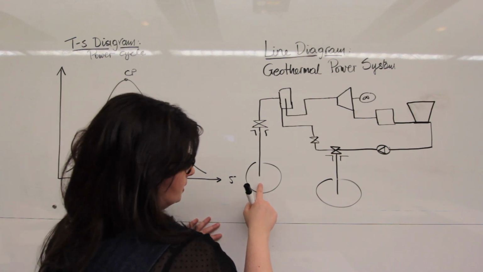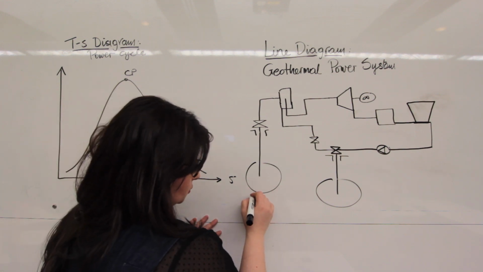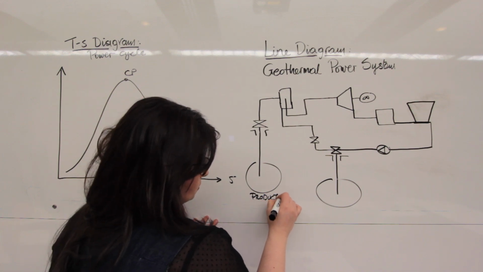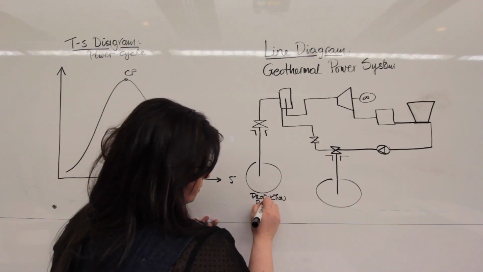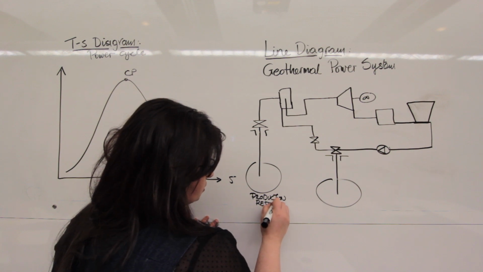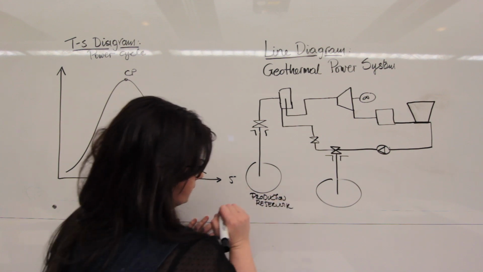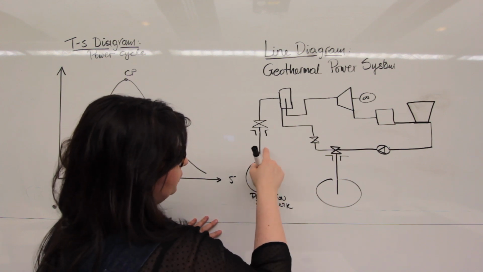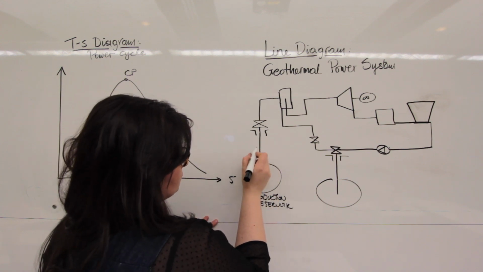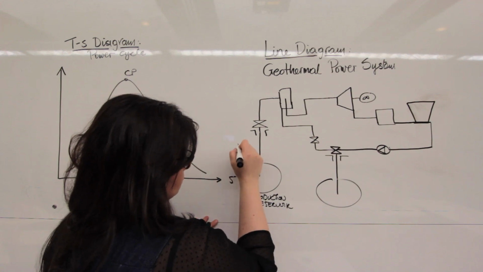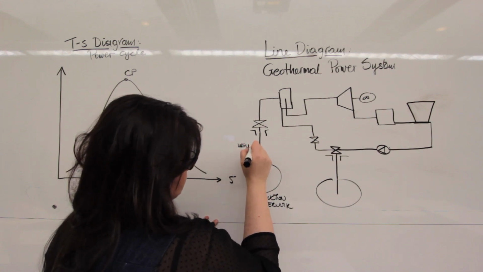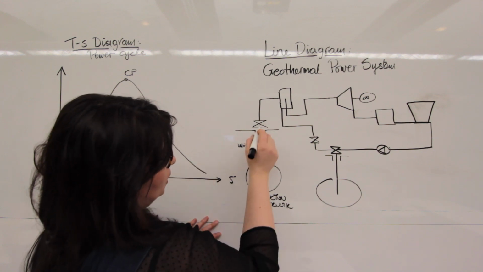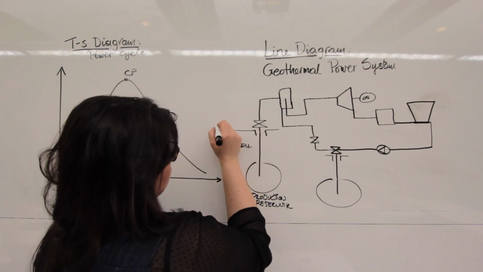Now, if you remember, here we have our production reservoir, right? Production reservoir. And this is where we start our analysis. We have fluid in here that will flow up the well. So this is our well, until it reaches the surface, where we've installed a wellhead.